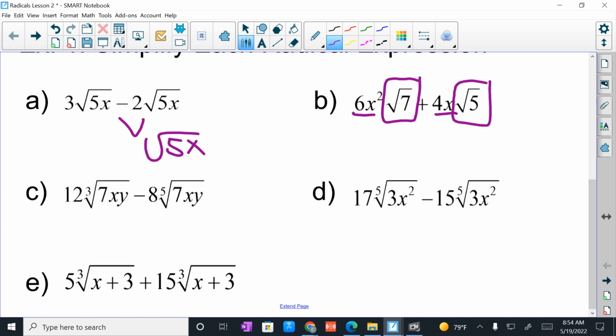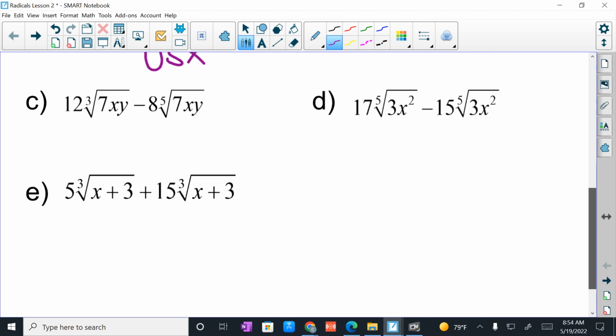Okay, here for C, are these like radicals? No, they have a different index. However, you know that Moto likes to throw little curveballs at you all the time. They do have the same base though, don't they? So technically speaking, oh, actually no, because you're not multiplying these. So no, you can't add these. You're good. All right, next, D.